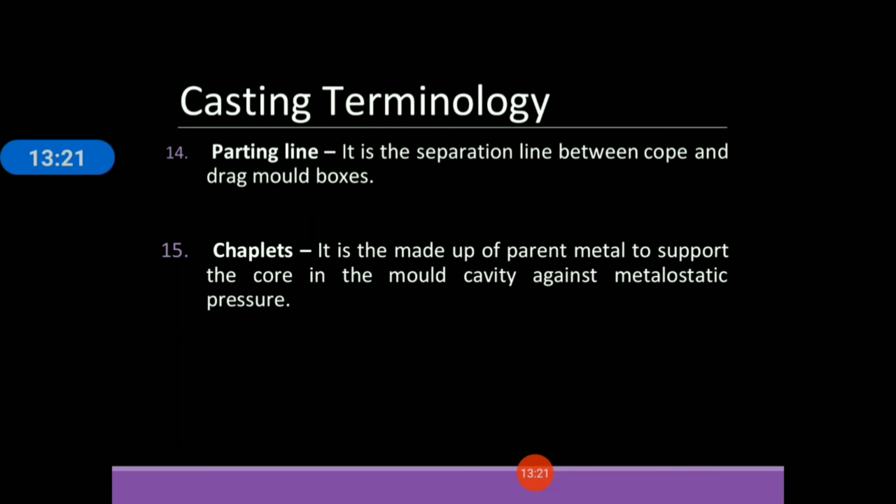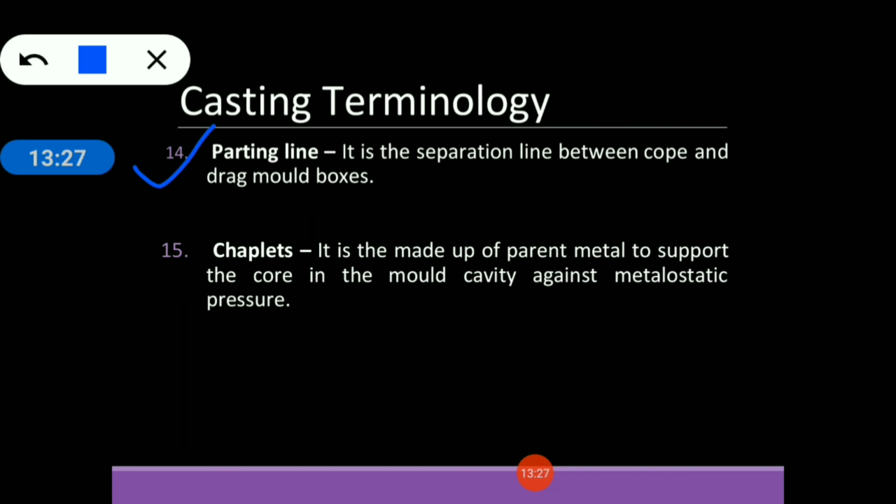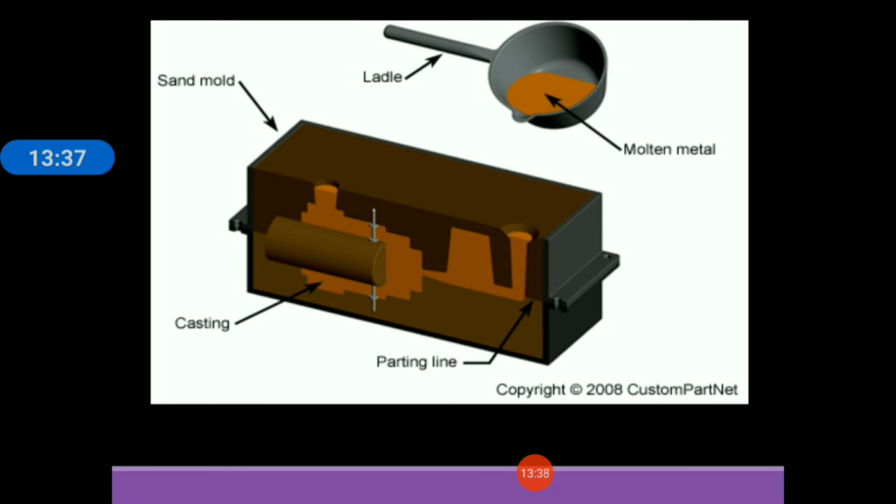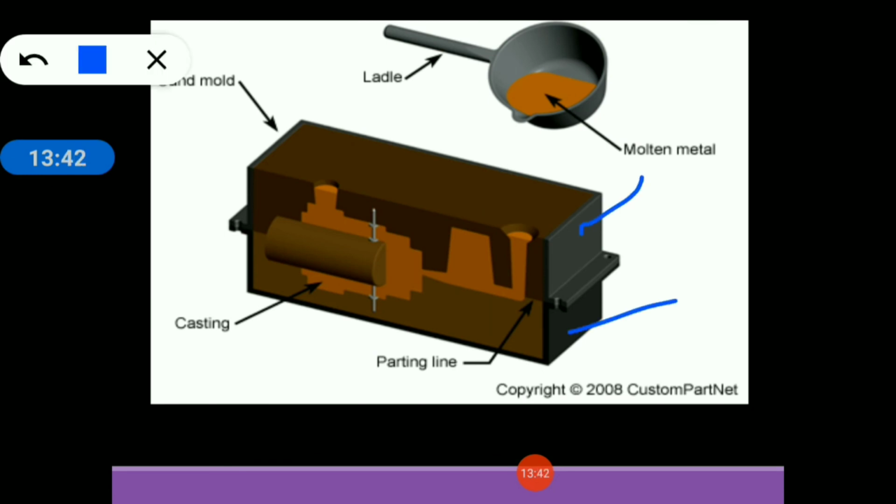Now the next one is parting line. It is the separation line between the cope and drag mold boxes. It is just an imaginary separation line. See this figure, in this figure this is the cope and this is the drag. In between, the line is there, and this is called the parting line. It is the separation line between cope and drag. That is nothing but a parting line.